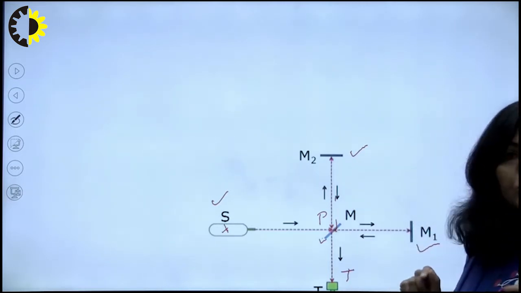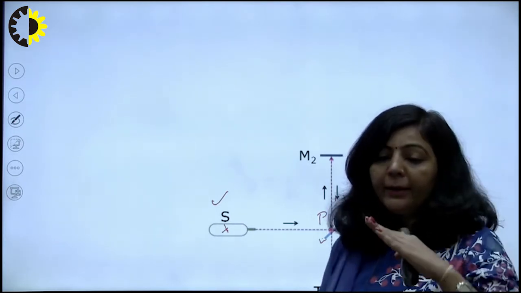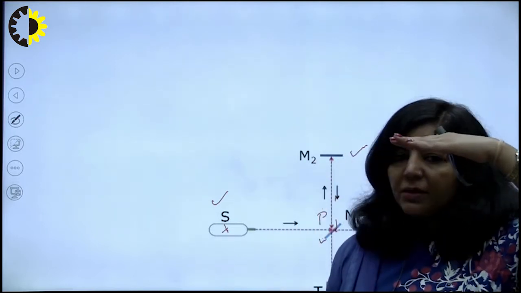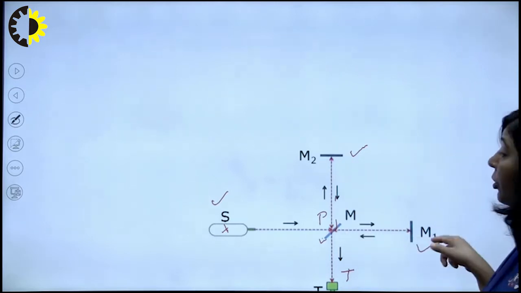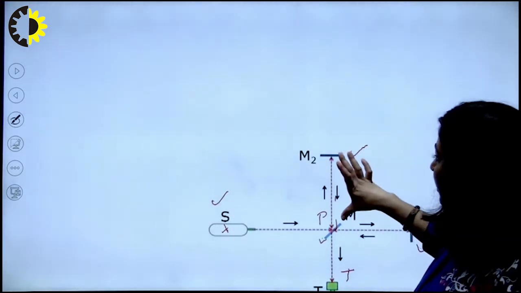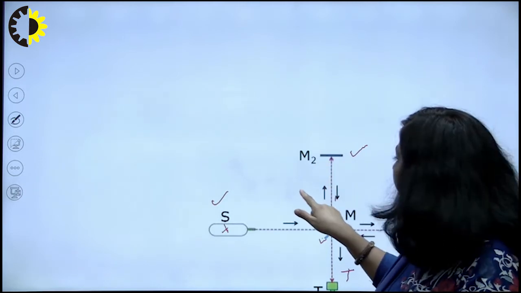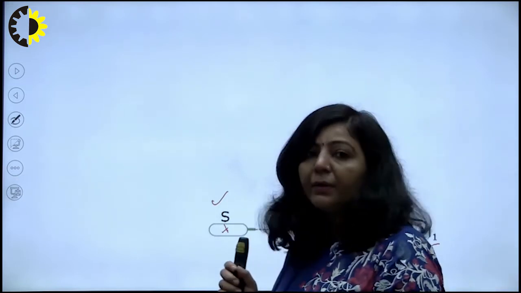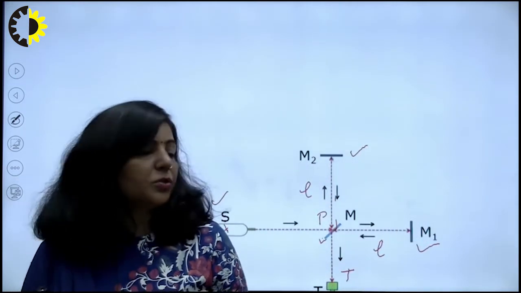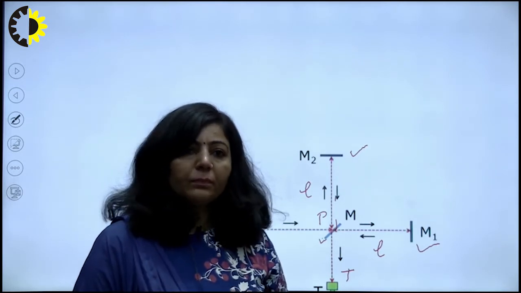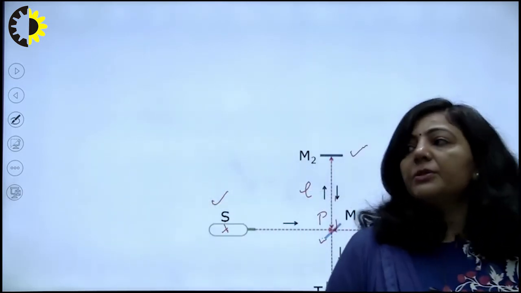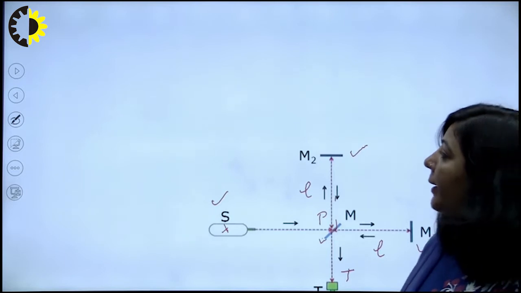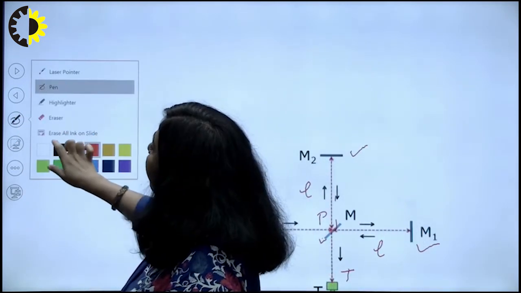M1 and M2, these two mirrors are there. You have to remember that M1 and M2 are held perpendicular to each other. If this is the position of M1, then this is the position of M2. And one more point: this distance PM2, if this is L, then PM1 is also L. It means both the mirrors are kept at an equal distance from this glass plate P. And a telescope T is there, which is going to observe the interference pattern. So this is our experimental setup, and now we are going to describe the working process here.